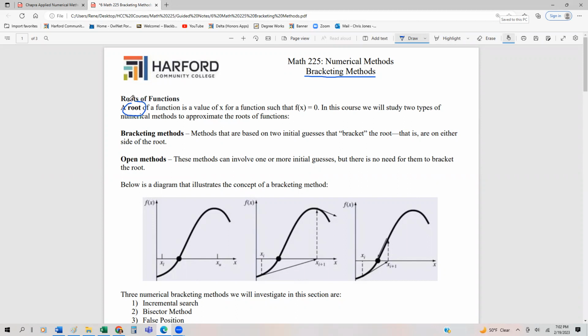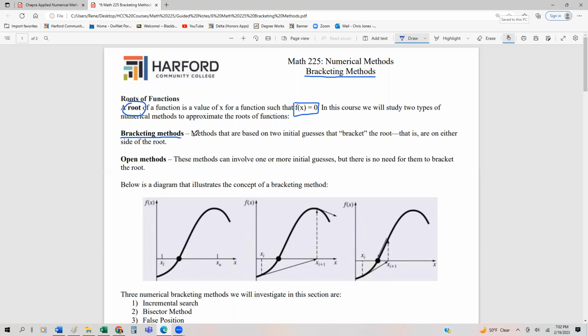A root of a function is essentially where that function is equal to zero. So it's a way to solve an equation, right? Bracketing methods mean that we have an interval where we think the solution lies. Then we use an algorithm to hone in, or to improve that bracket each time, until we get to a certain error or something of that nature.